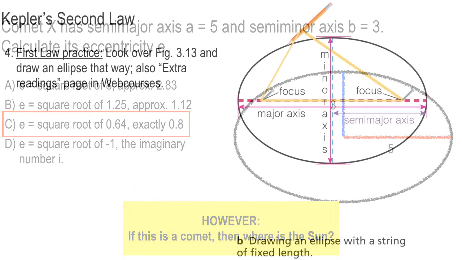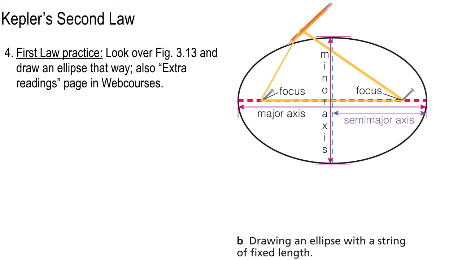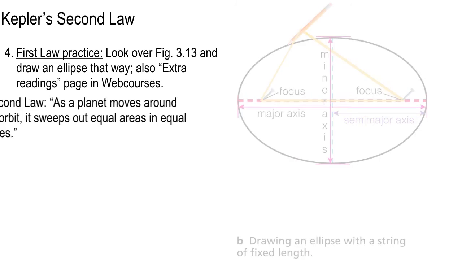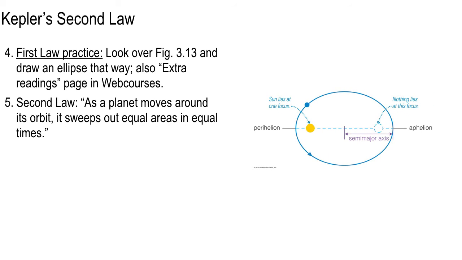All right, let's keep going. Okay, first law. Let me just point you to this figure, 3.13. And look at the YouTubes on the extra readings page in web courses, and you can mess around with it. Entertain your friends and confound your enemies by drawing ellipses. Okay, second law is this: as a planet moves around its orbit, it sweeps out equal areas in equal times.